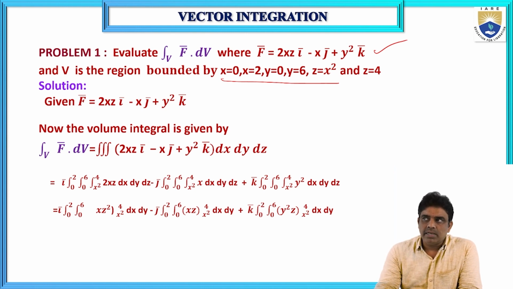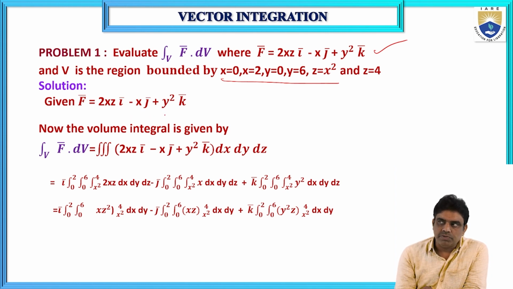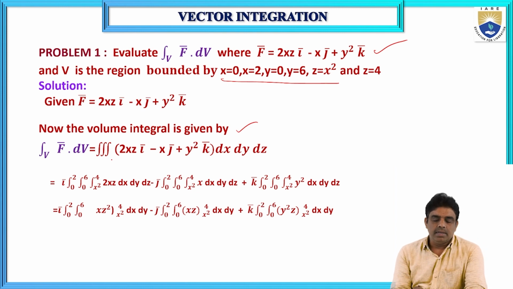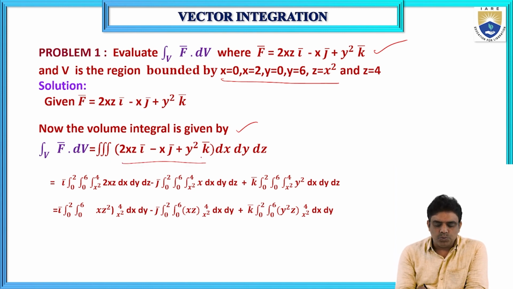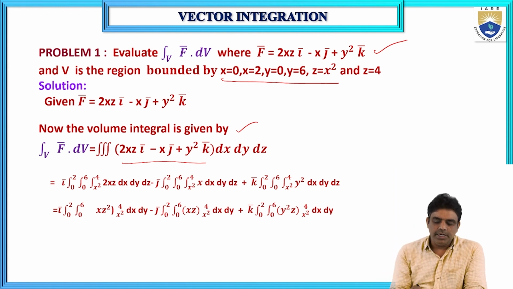So what is F bar? F bar is the given vector 2xz i bar minus x j bar plus y square k bar. And the volume integral is given by the integral over V of F bar dV, which is equal to the triple integral of F bar, written as 2xz i bar minus x j bar plus y square k bar, into dx dy dz.